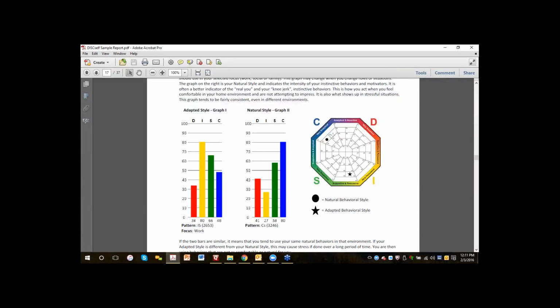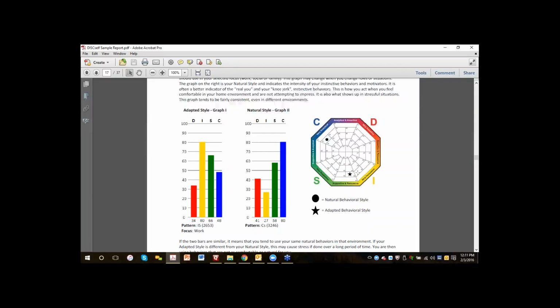You can actually even see it on the wheel when the star and the circle. The circle is their natural style. The star is their adapted style. The further away these are, the more internal stress that the person has to take on in order to decrease interpersonal stress. Now, let me repeat that. The more a person has to adapt or stretch, it's almost like a rubber band. You're pulling it out further and further. All right? There's a lot more tension.